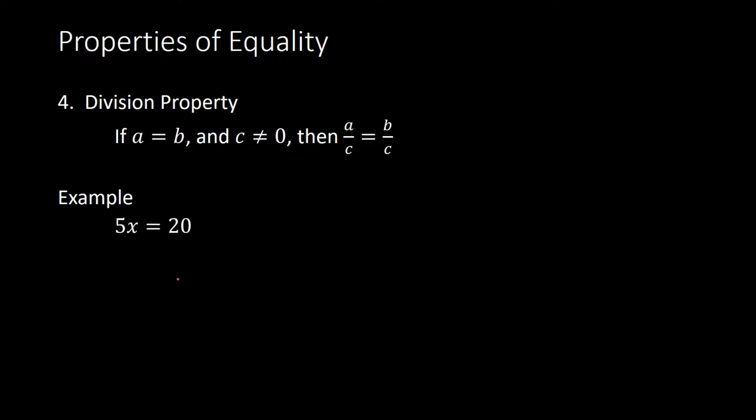And likewise, we have the division property. The division property says that if we have A equaling B, and assuming that C is not 0, then we can divide both sides of the equation by some number C. Using an actual example, if we had 5x equals 20, we'd solve this by dividing both sides by 5. When you do that, you have x equals 4. But the reason we can do that is because of the division property, which says that I am allowed to divide both sides of an equation by the same number.